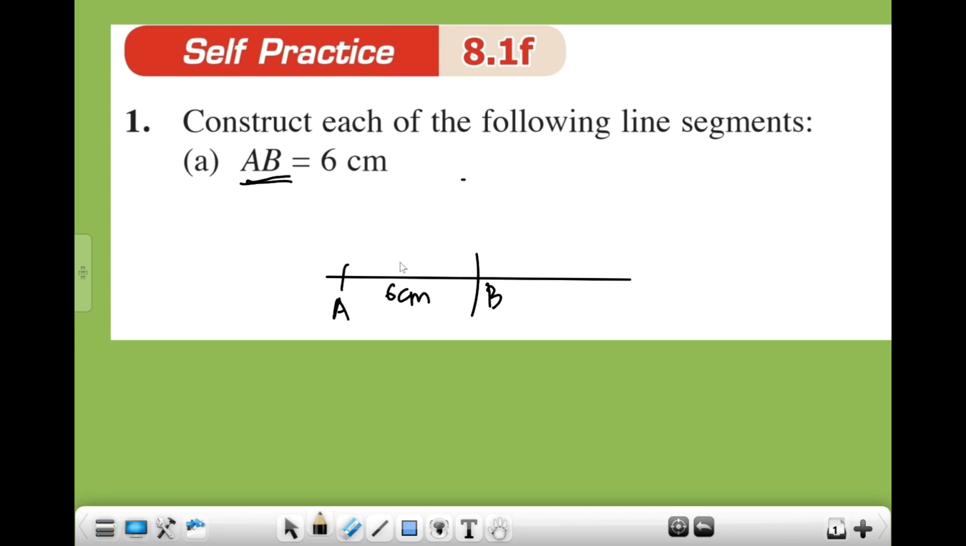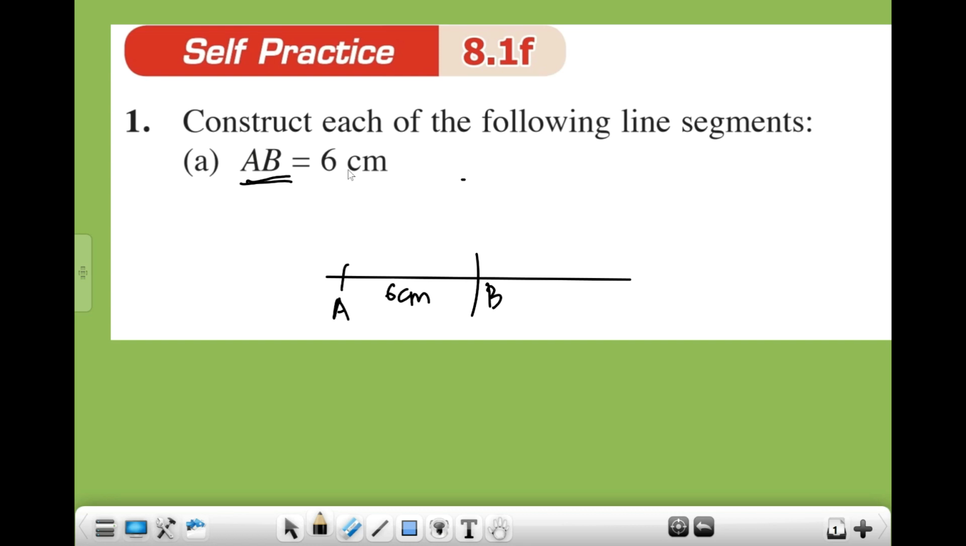Very simple, right? First step, you just need to draw a straight line and mark a point using your pencil. After that, you just need to use your compasses. You measure 6 centimeter and then you draw. Sometimes they won't give you 6 centimeter. They will be a bit tricky. They will ask you to construct 6.7, 5.6, something like that. So you have to measure accurately, because the teacher is going to measure each of your constructions. If you got it wrong, marks won't be given.